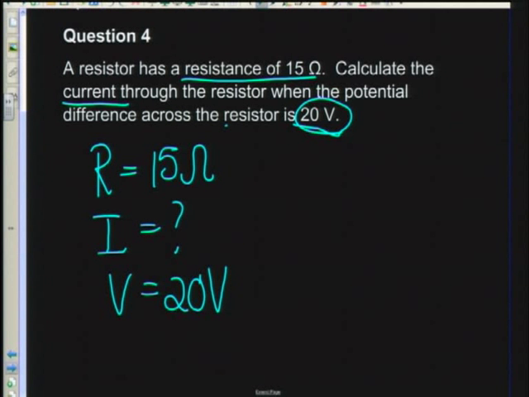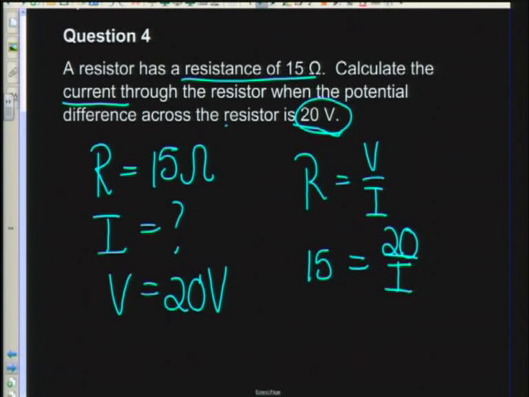So V equals 20 volts. Okay, so we go fine. Let's see. R equals V over I. We start with the equation. Okay, so we get 15, and we're going to have 20 divided by I.